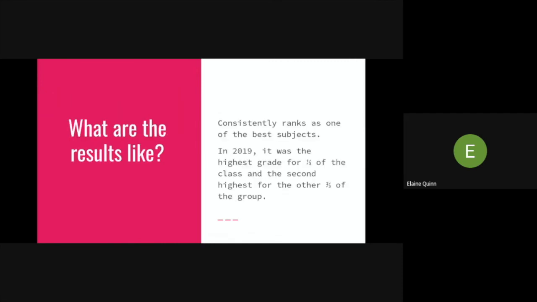What are the results like? The evidence is that most students in Coláiste Ciaráin who study home economics for Leaving Certificate have consistently performed better in home ec than the majority of their other subjects. The results you see on screen, in 2019 it was the highest grade for 1/3 of the class and the second highest grade for the other 2/3 of the group. This is just 1 year, but it is very, very typical of recent performance.